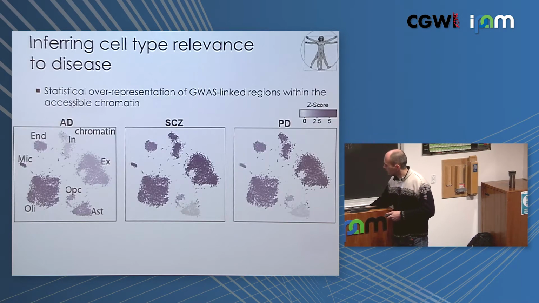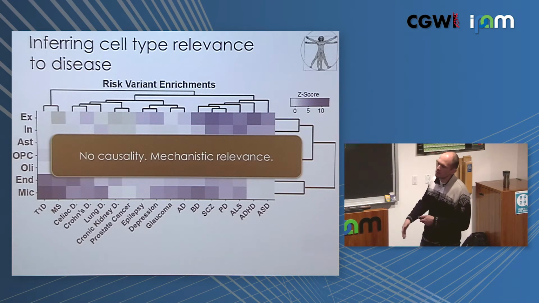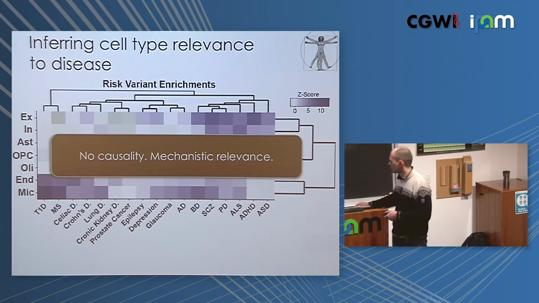Now, one thing to emphasize, we're not trying to infer causality in any way. It's a purely mechanistic relevance. So what we can say is that if there's a highly significant z-score here, that cell type most likely mediates the progression of the disease. Whether it's actually causing it or simply making it worse, we're not sure.